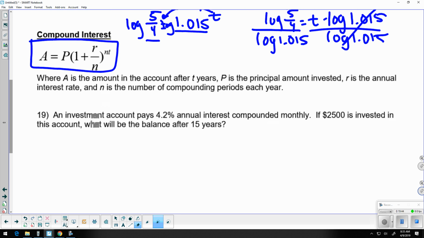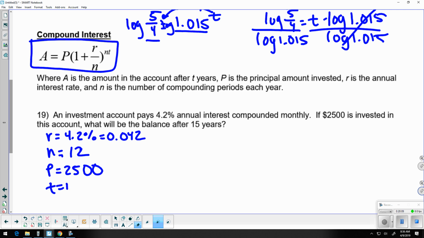An investment account is paying 4.2%, so that's the rate, which is 0.042. It's being compounded monthly. That's n. If it's being compounded every single month, that's 12 times in a year, so n would be 12. I have $2,500. So that's the principal. That's what we're starting with. It's invested in an account. What's the balance going to be after 15 years? That's t.